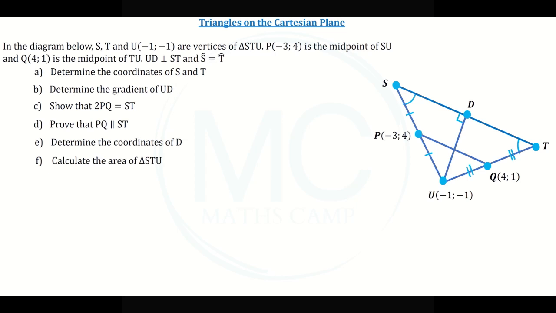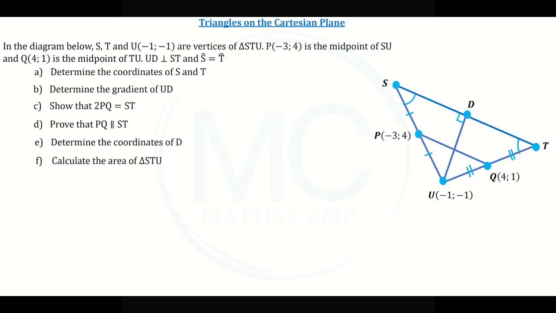In the diagram below, S, T and U are vertices of triangle STU. P is the midpoint of SU, and Q is the midpoint of TU. UD is perpendicular to ST, and angle S is equal to angle T.